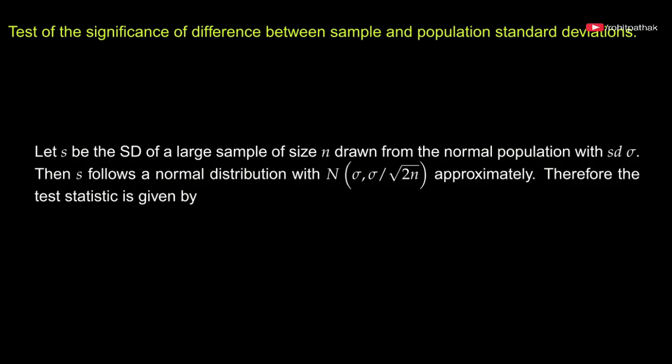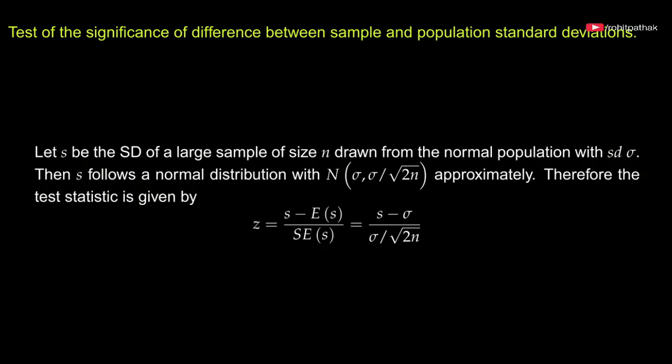Then standard deviation S follows the normal distribution with mean sigma and standard deviation sigma upon root 2n approximately. This is the test statistic for testing the difference between the sample standard deviation S and the population standard deviation sigma, and everything else will remain the same. That means the null hypothesis, alternative hypothesis, level of significance, critical values, and the procedure will remain the same as we have discussed in case of other large sample tests.